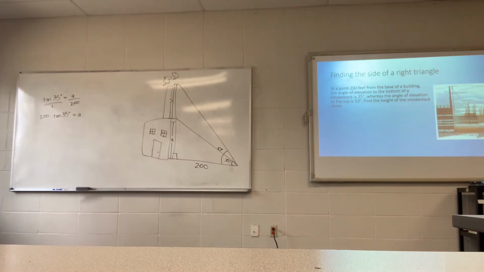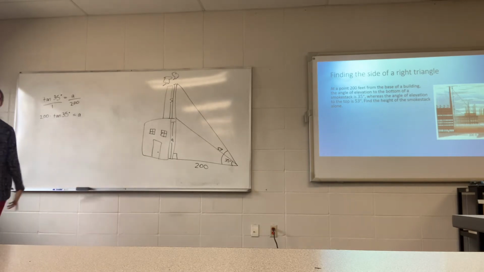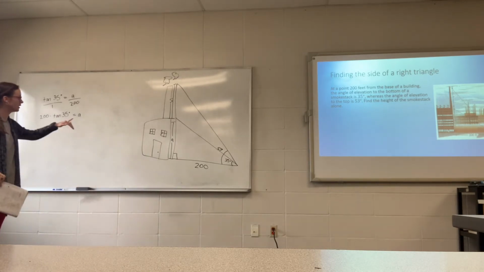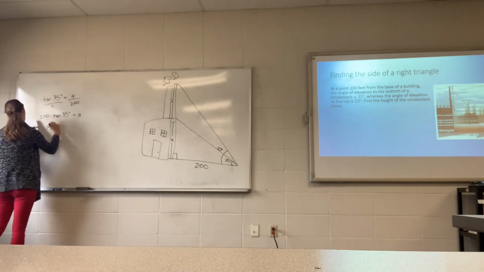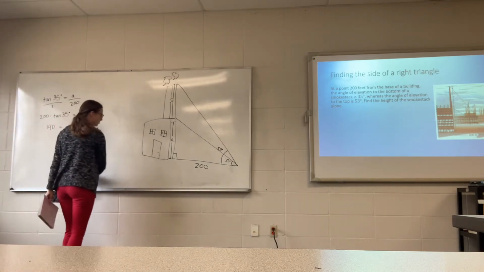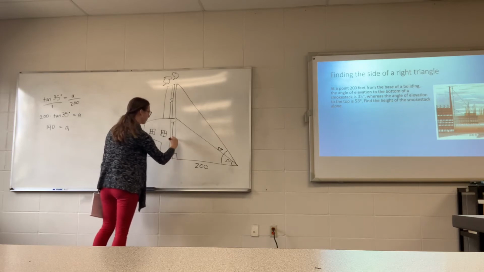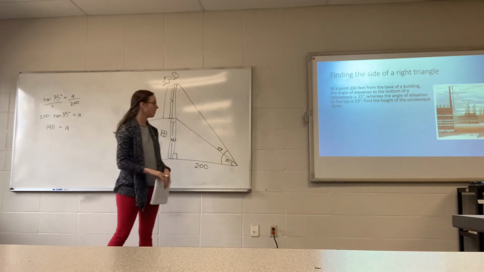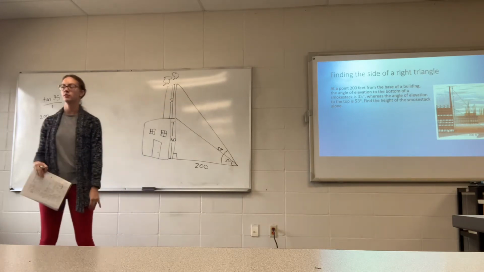Once I cross multiply, I have the tangent of 35 times 200 is equal to A. So type that in, you guys. Make sure you're in degrees still. 140? Yeah, so 140 is how tall my building is. Okay, so this is 140. Now that I know that, how can that help me figure out this up here?